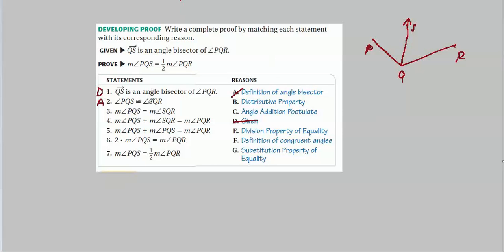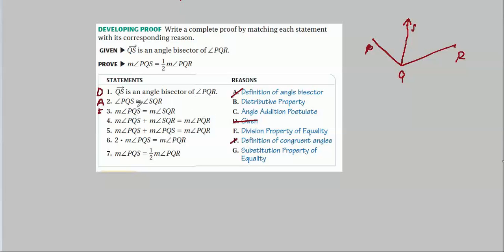And of course I've already made a mistake because I said equal here. Really bad habit. They're not equal, they're congruent. Definition of angle bisector is that it breaks it up into 2 congruent angles, or these angles are congruent because they have equal measure. That's the definition of congruent angles. And is that up here somewhere? There it is, F. Okay, so we just used F. Definition of congruent angles.